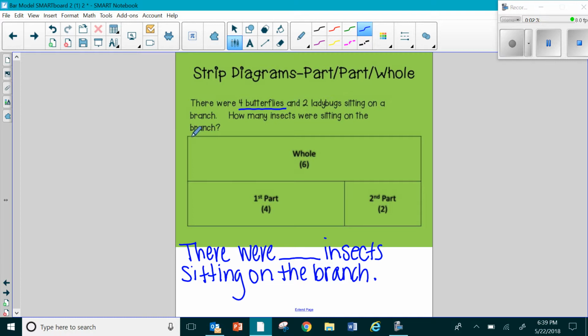So in this part-part-whole model, you want to draw both boxes, okay? In the first part, you're going to label 4 butterflies, and then 2 ladybugs. And we know that 4 plus 2 equals 6, which is our whole, but we want to represent it with a question mark.